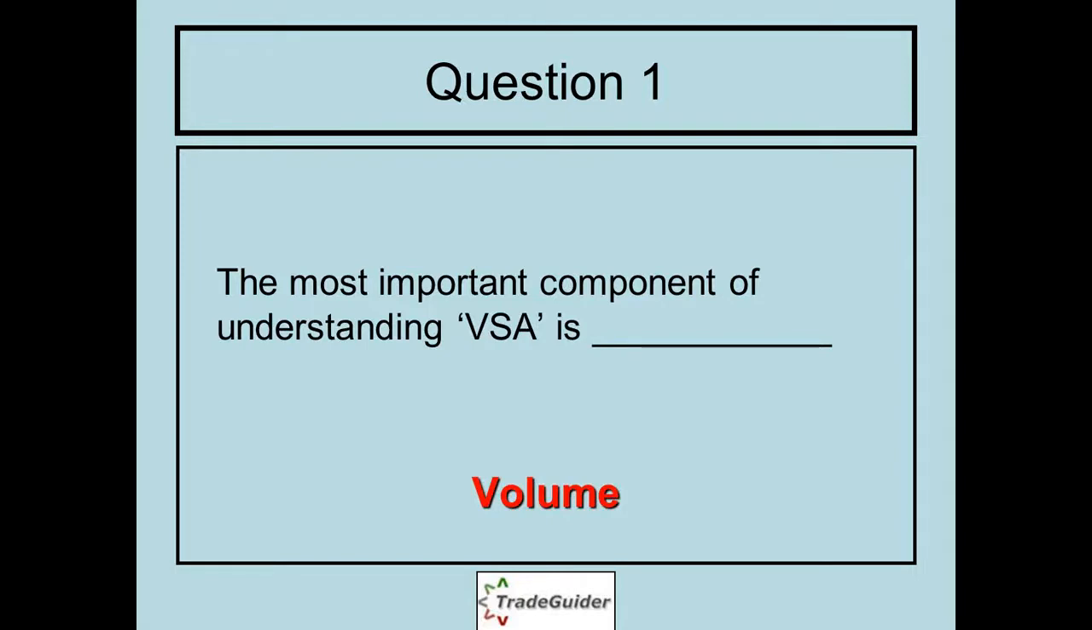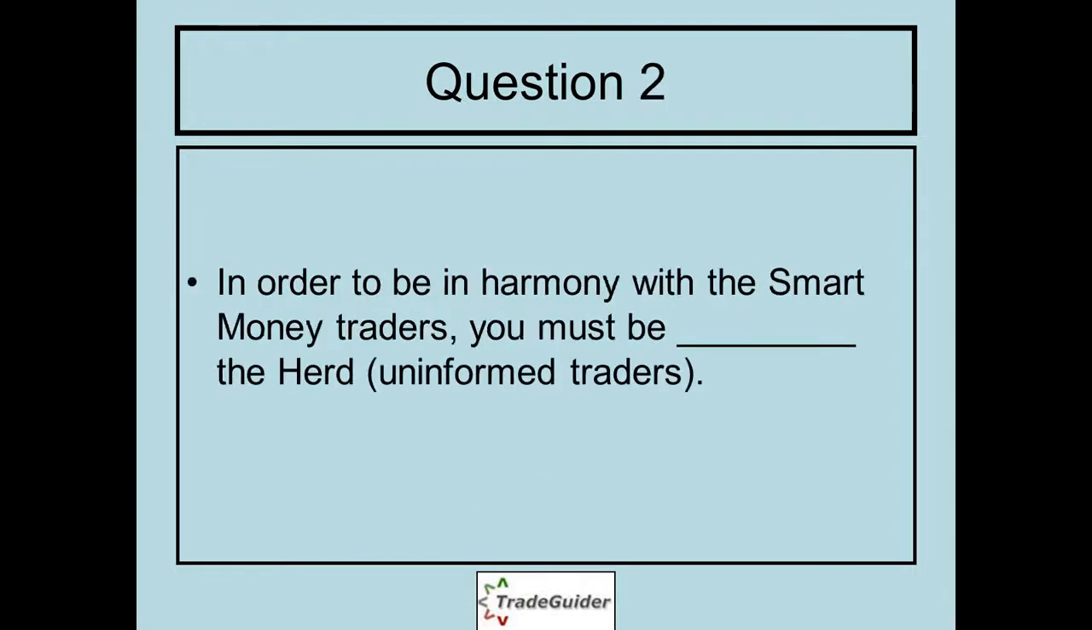Okay, next question. In order to be in harmony with the smart money traders, you must be what with the herd or the uninformed traders? In order to be in harmony with the smart money traders, you must be what? Randy's got it. Jasper's got it. Stephen, you need to review. Jim, you need to review. All right, good. Contrarian or different from or against or opposite of.